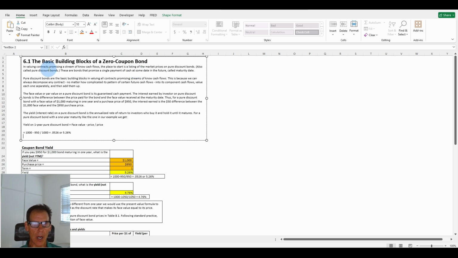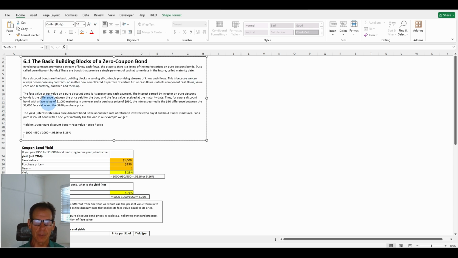In valuing contracts promising a stream of known cash flows, the place to start is a listing of the market prices on pure discount bonds. Treasury bills, for example, are also called pure discount bonds. These are bonds that promise a single payment of cash at some date in the future called the maturity date. Pure discount bonds are the basic building block in valuing all contracts promising streams of known cash flows. This is because we can always decompose any contract, no matter how complicated its pattern of certain future cash flows, into its component cash flows, value each one separately, and then add them up.